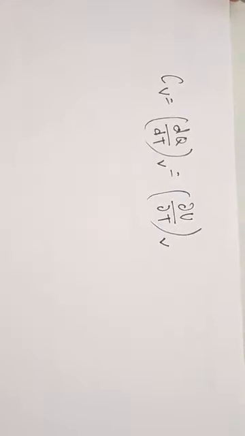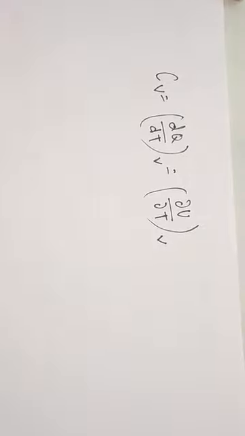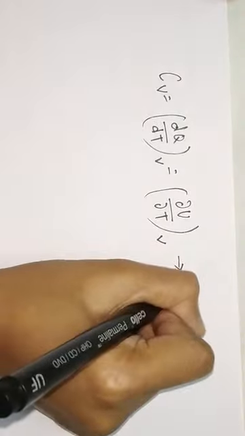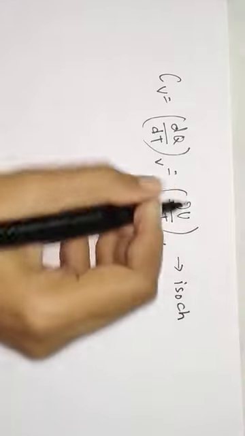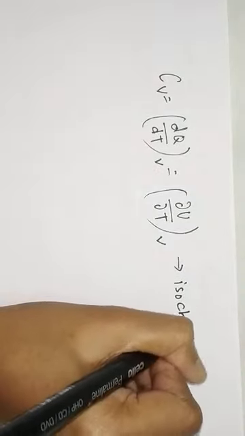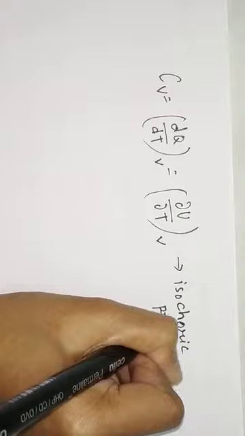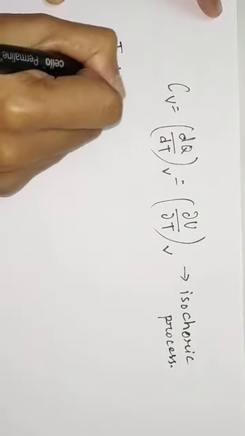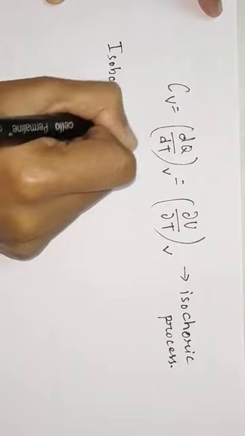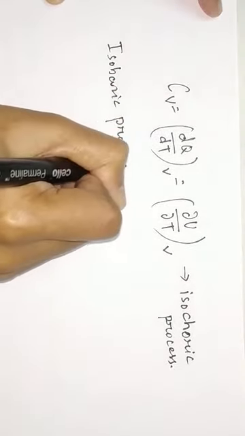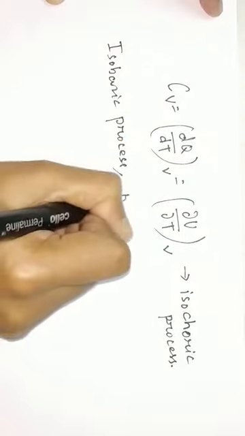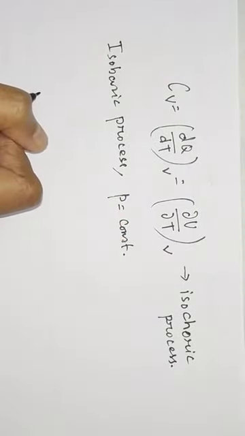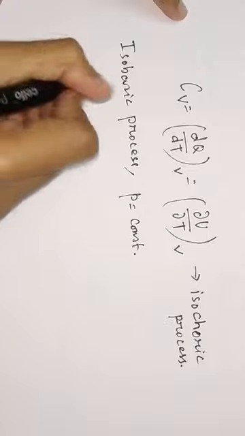So it is the change in internal energy with respect to temperature at constant volume. Okay, so that was for an isochoric process, right? Because we took the volume to be constant. Now if we have an isobaric process, that is, the pressure P is constant, then what will be the equation?